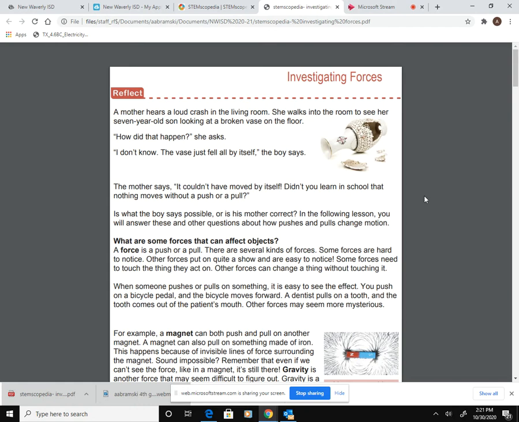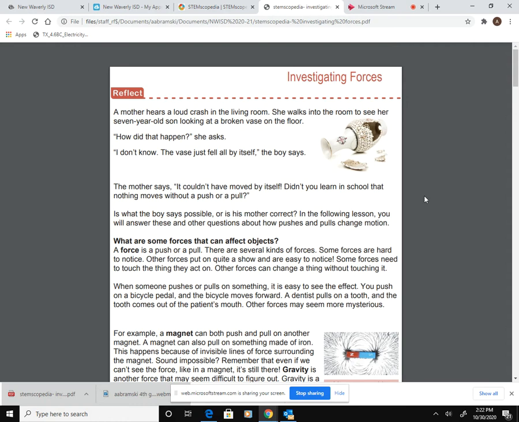The mother says it couldn't have moved by itself. "Didn't you learn in school that nothing moves without a push or a pull?" Is what the boy says possible, or is his mother correct? In the following lesson, you will answer these and other questions about how pushes and pulls change motion. So we're going to continue on. We'll note a couple of our vocabulary words in here for this unit, and I will stop and let you know those are our vocabulary words.